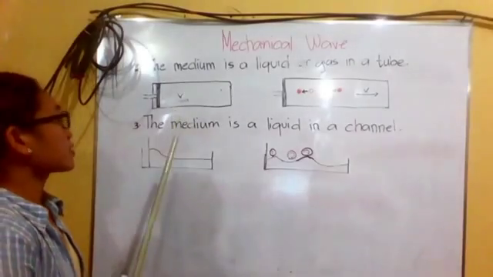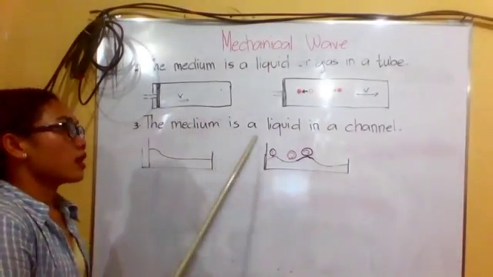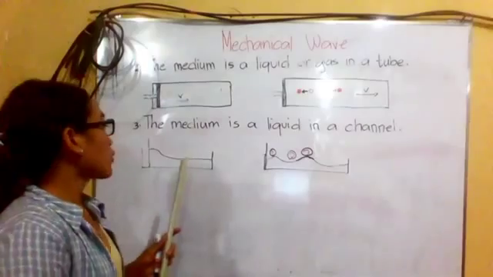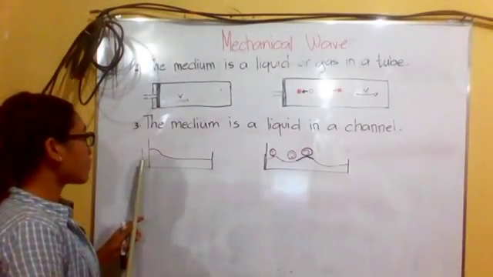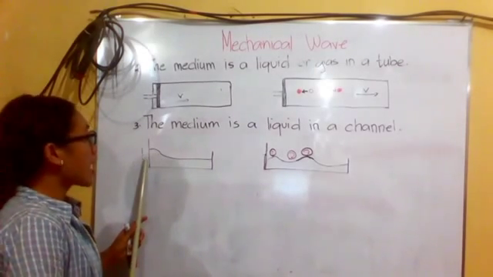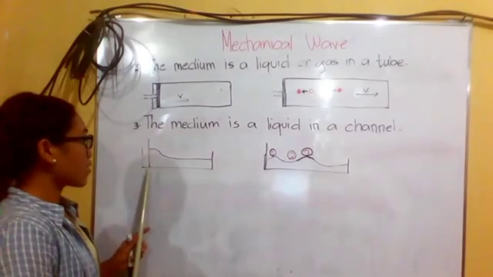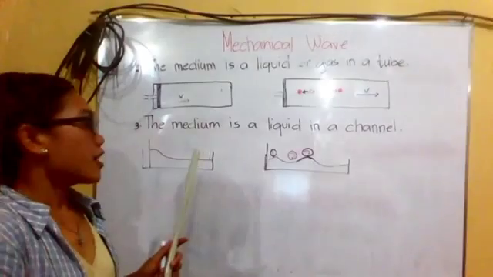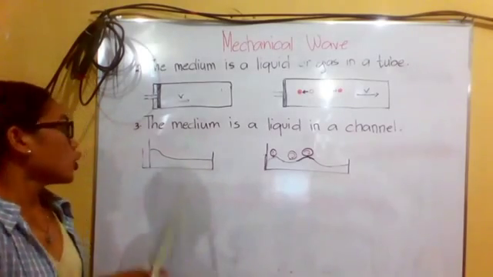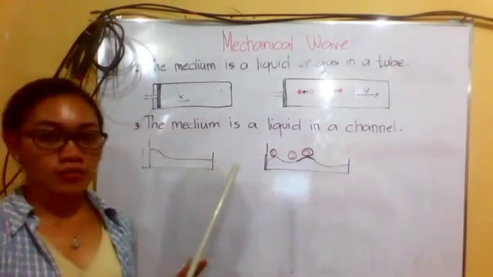travel. Next is where the medium is a liquid in a channel, such as water in a ditch or canal. When we move the flat board at the left end forward and back once, a wave travels down the length of the channel. In this case, the displacement of the water has both longitudinal and transverse components.